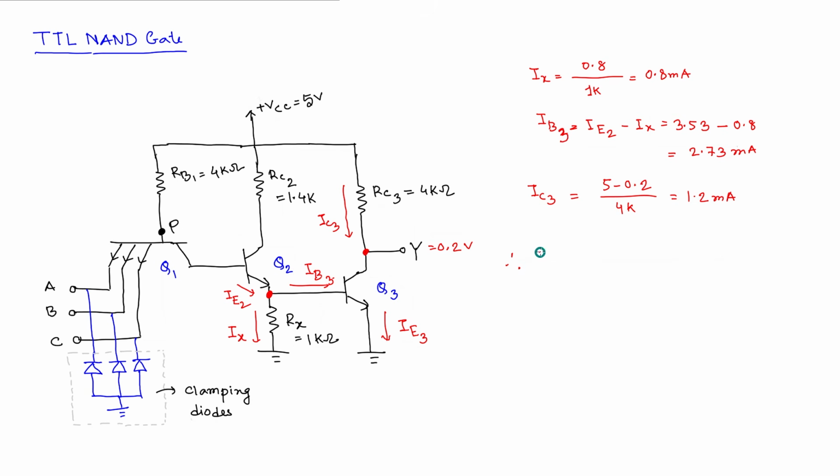Right? From that we can find out the current that is required to be found out here in this question. IE3 should be equal to IB3 plus IC3. So IB3 is equal to what? 2.73 and IC3 is equal to 1.2. So in total what? In total we get 3.93 milliampere. So this is the result of the current required in the example.